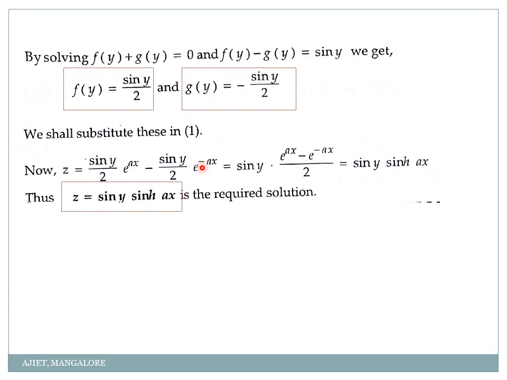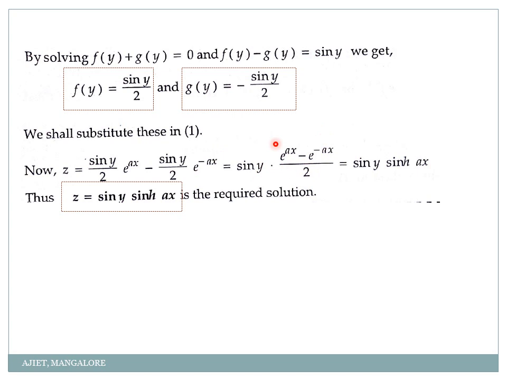But I'll tell you how I simplified. I have just taken this sin y outside. So what will remain? e power ax minus e power minus ax divided by 2, which is simply sin hyperbolic ax, this term. If you are able to simplify, you simplify. If not, you can stop here only. No one will ask you. Okay. But the simplification is very simple over here.